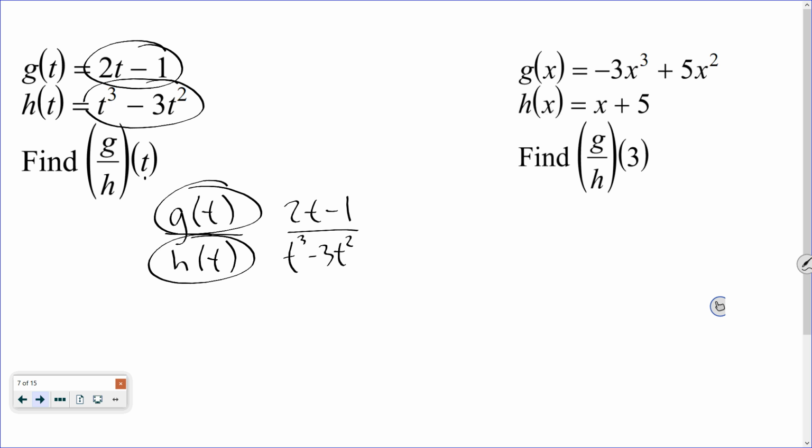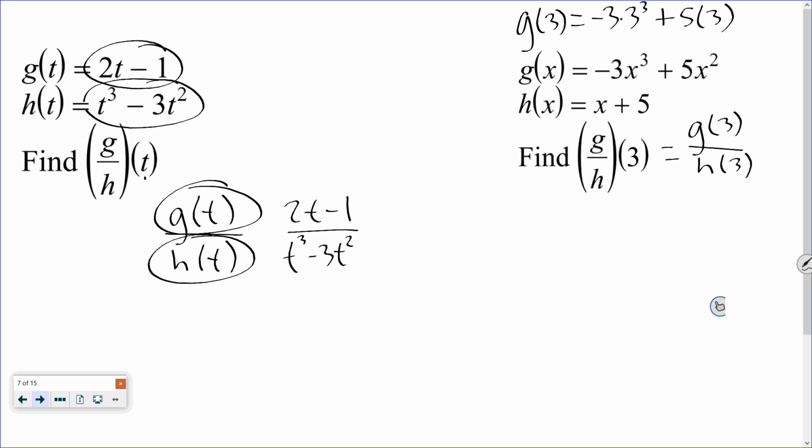Okay, let's see this one over here. g divided by h of 3. So that means to take g of 3 divided by h of 3. So in this case, I have a number to plug in. So I got to come up here and plug 3 into g. So it's going to be negative 3 times 3 cubed plus 5 times 3.